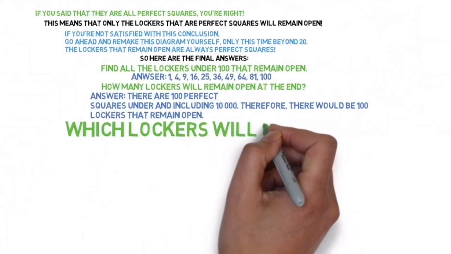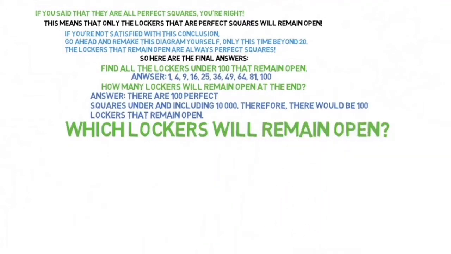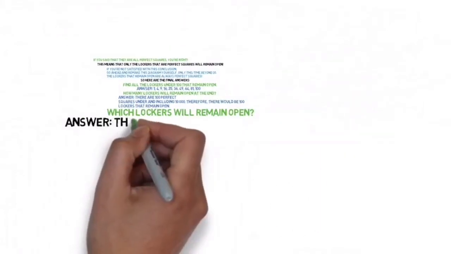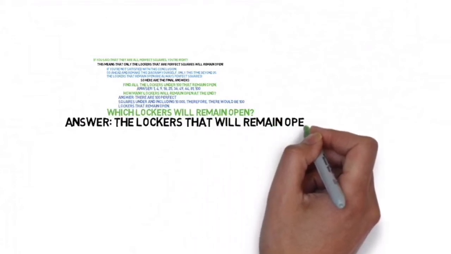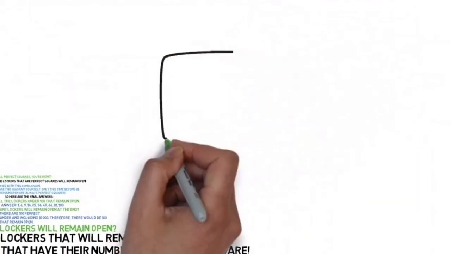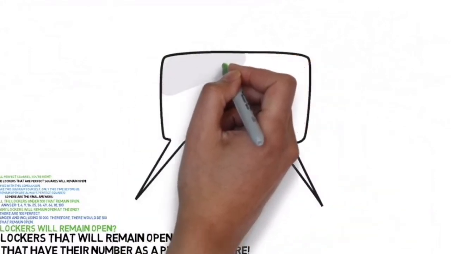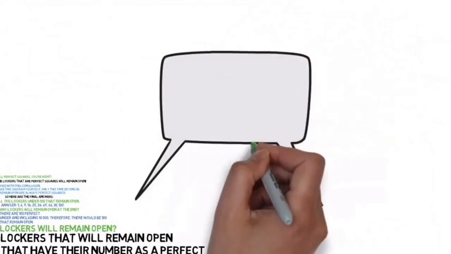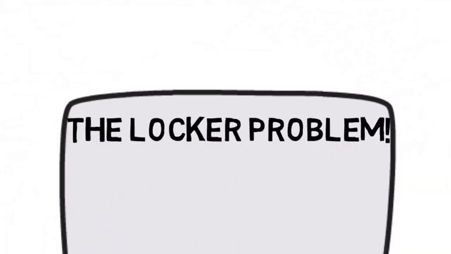Which lockers will remain open? Answer. The lockers that will remain open are the lockers that have their number as a perfect square. The locker problem.